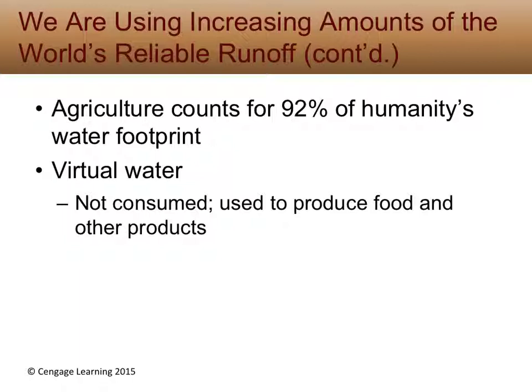Agriculture counts for about 92% of humanity's water footprint. So overall, we put a lot of water into this, and of course that causes some significant problems. A lot of that could be fixed because, again, we're growing thirsty crops. Virtual water is water that's not consumed. It's used to produce food and other products.